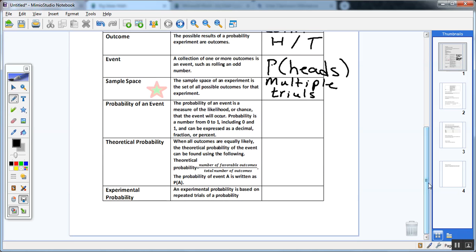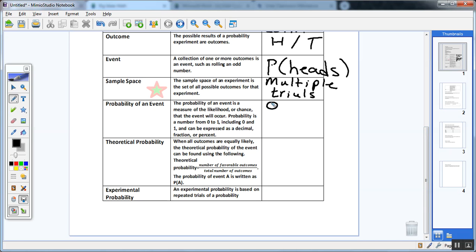Okay. Next one right here, probability of an event. This is pretty simple, and you guys were talking about this really well at the beginning. So the probability of an event is a measure of the likelihood or chance that an event will occur. Probability is a number from what to what, kids? Including 0 and 1, and can be expressed as a decimal, fraction, or percent. Okay, the thing I want you to understand is this.